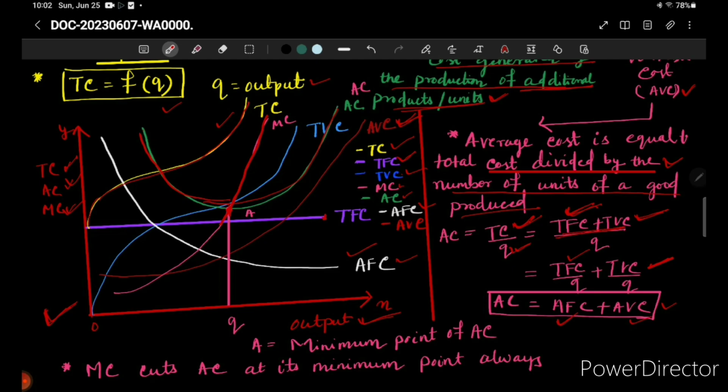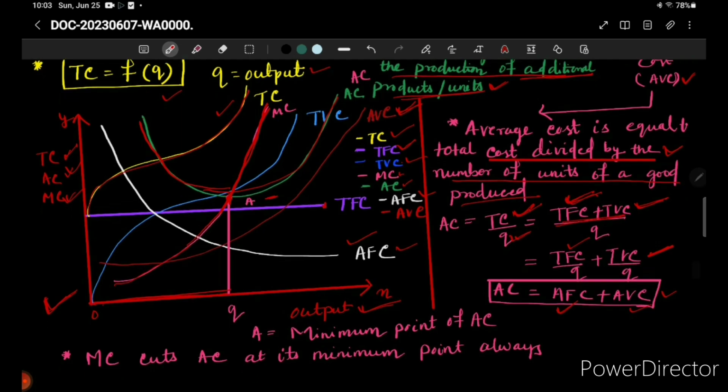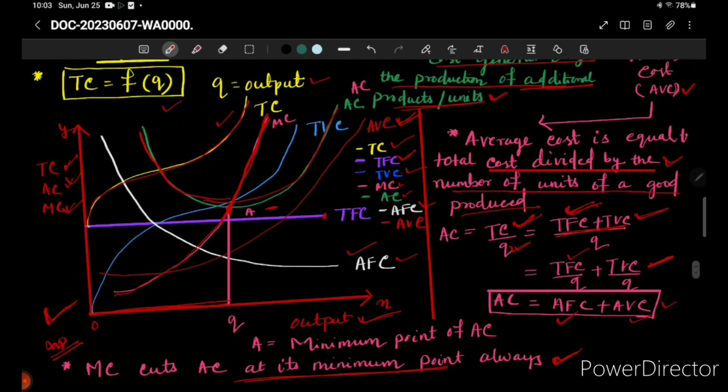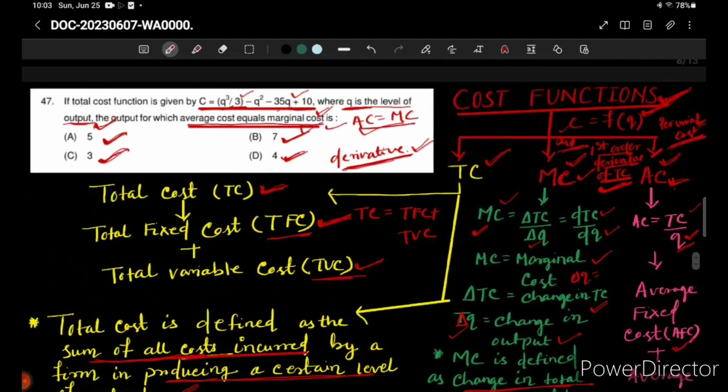and then this line is the MC curve, and the MC curve cuts the AC curve at its minimum point. Okay, and the point is A here, and for this the producer or the firm is producing OQ level of output. So this is one of the important points you all can remember, that MC cuts AC at its minimum point always. Okay, so this is important. So now we can move towards our question.